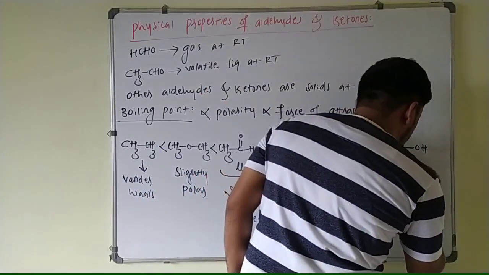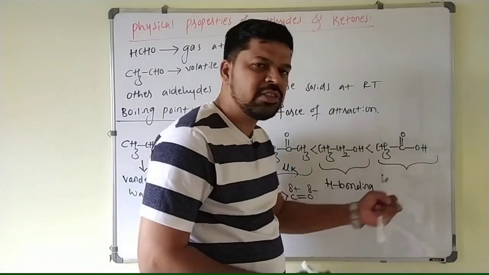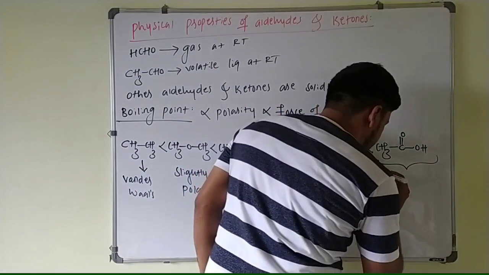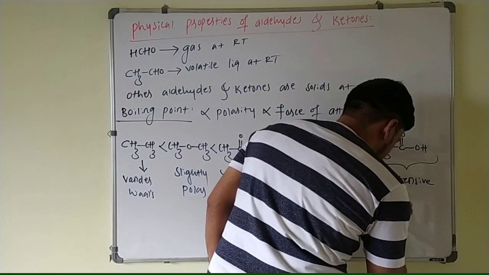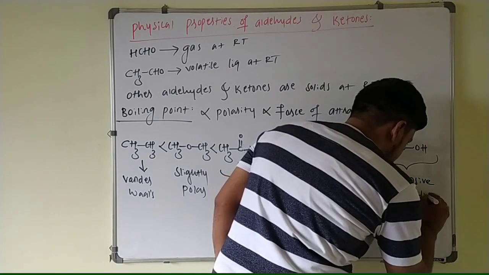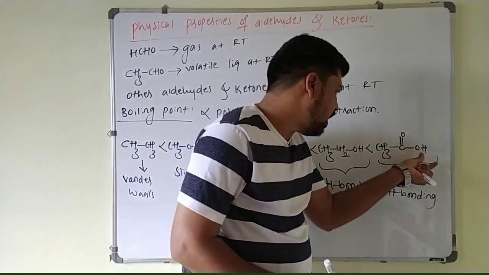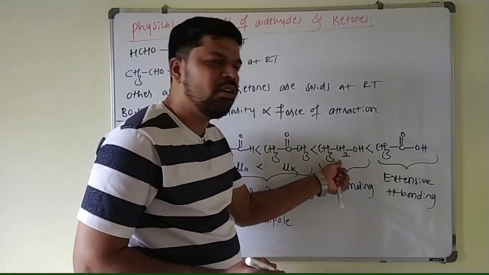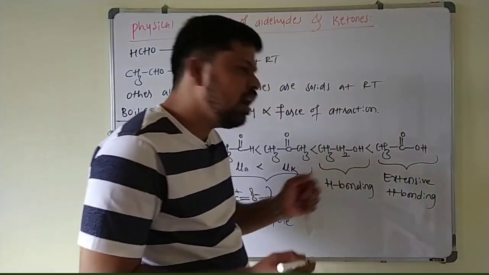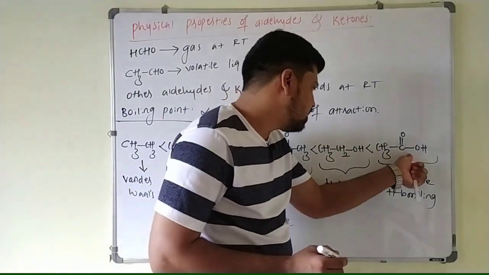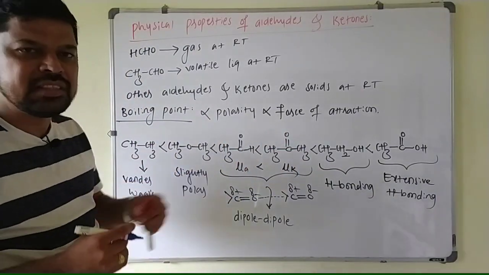Next, the boiling point of acids will be still higher than the alcohols. Again, acids are also involved in hydrogen bonding, but in case of acids, the hydrogen bonding is stronger. They have extensive hydrogen bonding, because in case of acids, the OH bond is more polar as compared to the OH bond of the alcohol. That's why in case of acids, hydrogen bonding is very, very strong as compared to alcohols. That's why the boiling point of acids is still higher than the alcohols. So this is the order of boiling point of these compounds here.